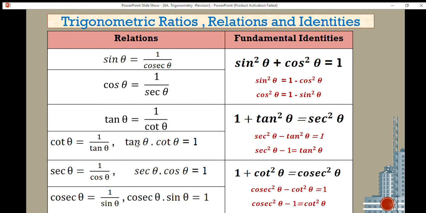And therefore, tan into cot is always equal to 1 if they have same angle. Okay, then only. Sec theta into cos theta is again 1. Cosec theta into sin theta is again 1, because they are the reciprocals of each other.